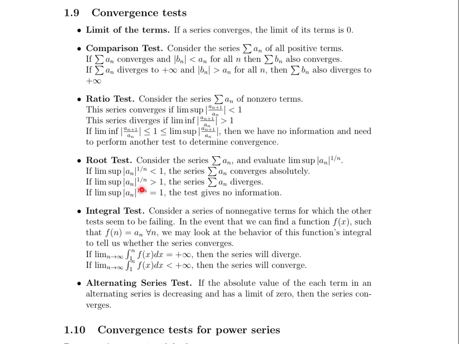If the limit supremum of the absolute value of a sub n to the 1 over n is greater than 1, the series diverges. And if it's equal to 1, then the test gives no information at all. It's always good to note when both the ratio test and the root test do not give information.